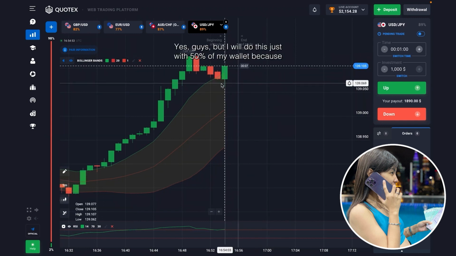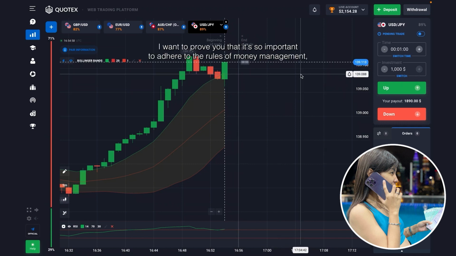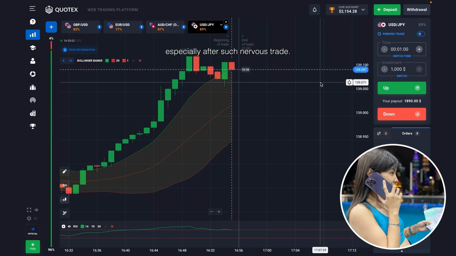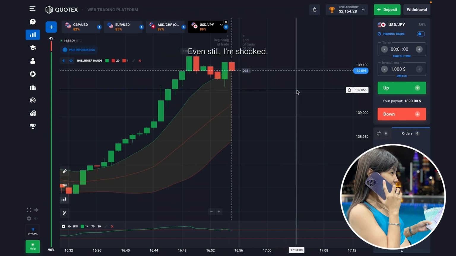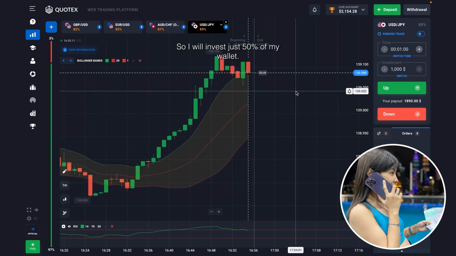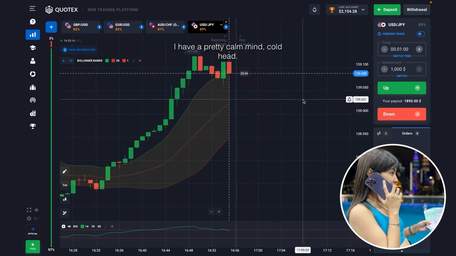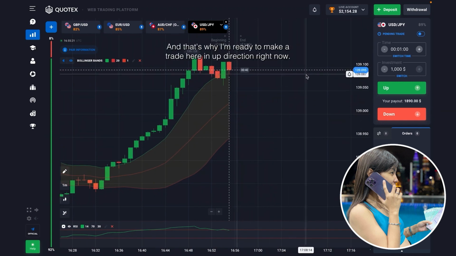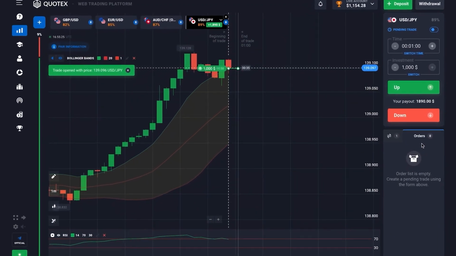And guys, I will do this with just 50% of my wallet, because I want to prove to you how important it is to adhere to the rules of money management, especially after such a nervous trade. See the bodies of the candles on the previous currency pair were too short, and I'm a little bit shocked even right now. Yes, I'm still shocked. And I will invest just 50% of my wallet. I have a pretty calm mind, a cold head, and that's why I'm ready to make a trade here in the up direction right now.